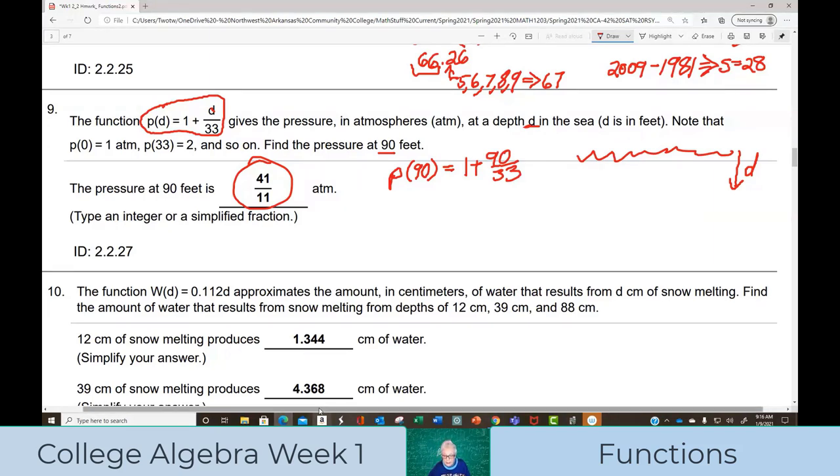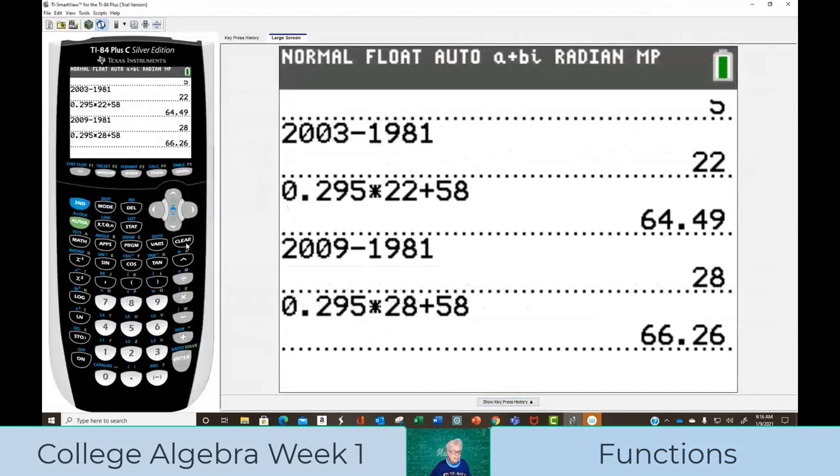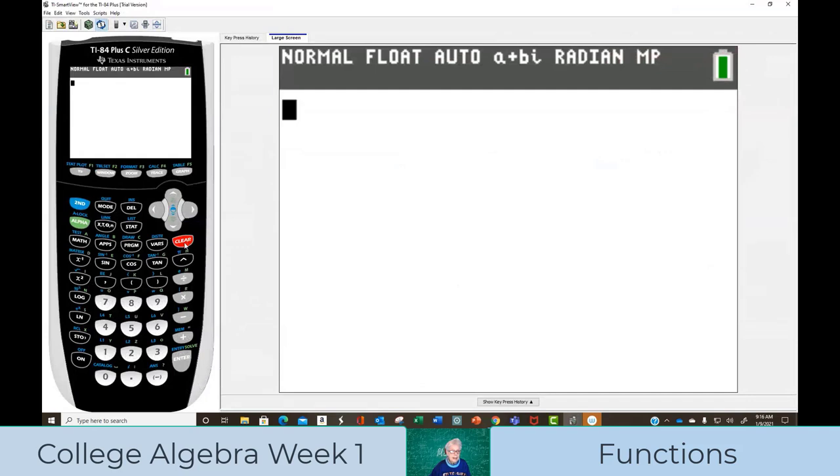Now, one of the really good things about your calculator is, let me clear all this. I am going to do the following. 1 plus 90 divided by 33.